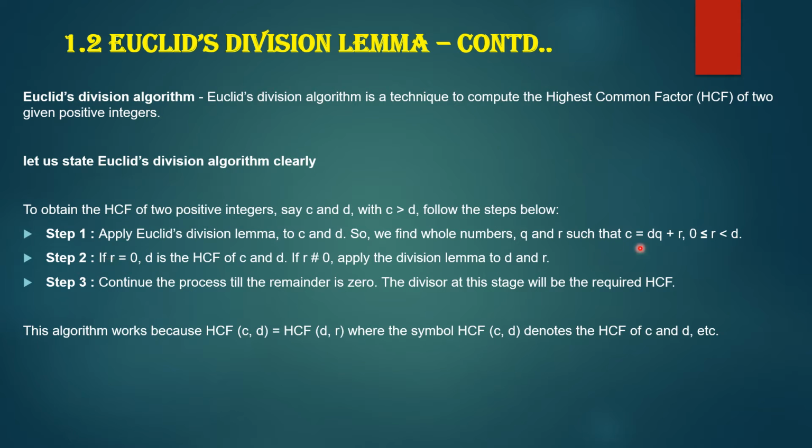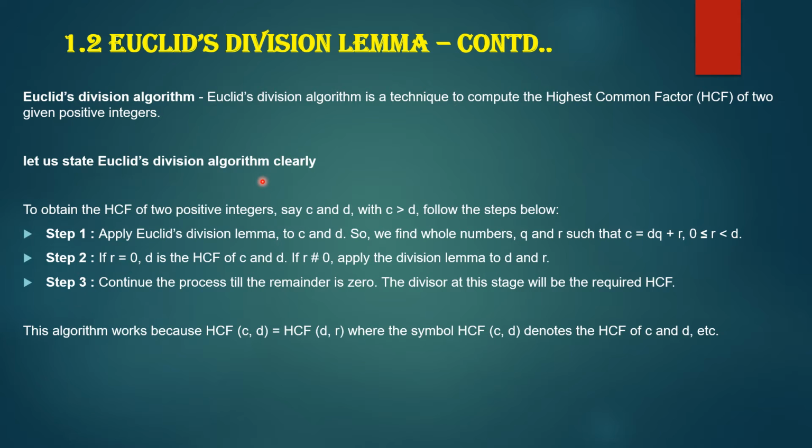Step 2: if R, which is the remainder, is 0, then D is the HCF of C and D. And in case R is not equal to 0, we have to apply the division lemma again to D and R. So don't worry, students, if you feel it's a little confusing now. Going forward, I have given a few examples, and it will be very clear to you how to understand Euclid's division algorithm.